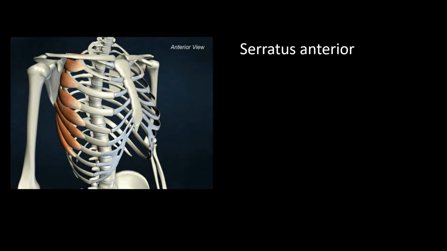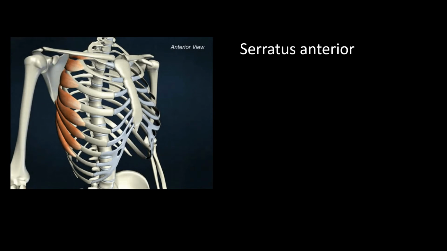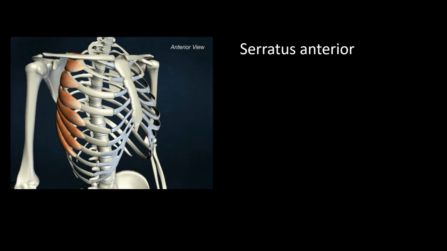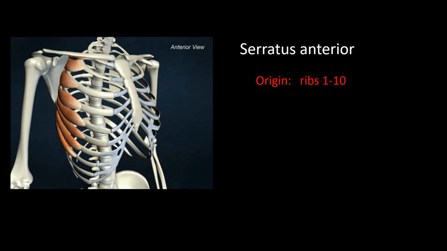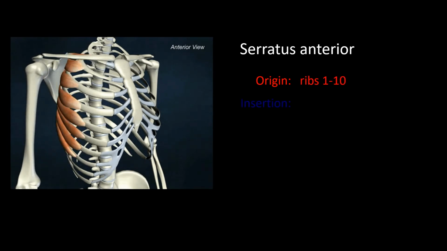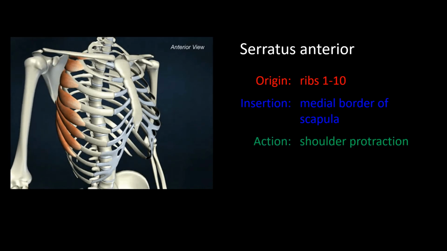This is the serratus anterior muscle. So this is a pretty large and complex muscle. And one of the things that this animation doesn't really show well is that all of these strips of muscle that run along these ribs join together into one muscle posteriorly. And so in this case, the origin is going to be ribs 1 through 10. And the insertion is actually the medial border of the scapula. And so as you can see in the animation, the action here is going to be basically shoulder protraction, so kind of moving the shoulder forward.